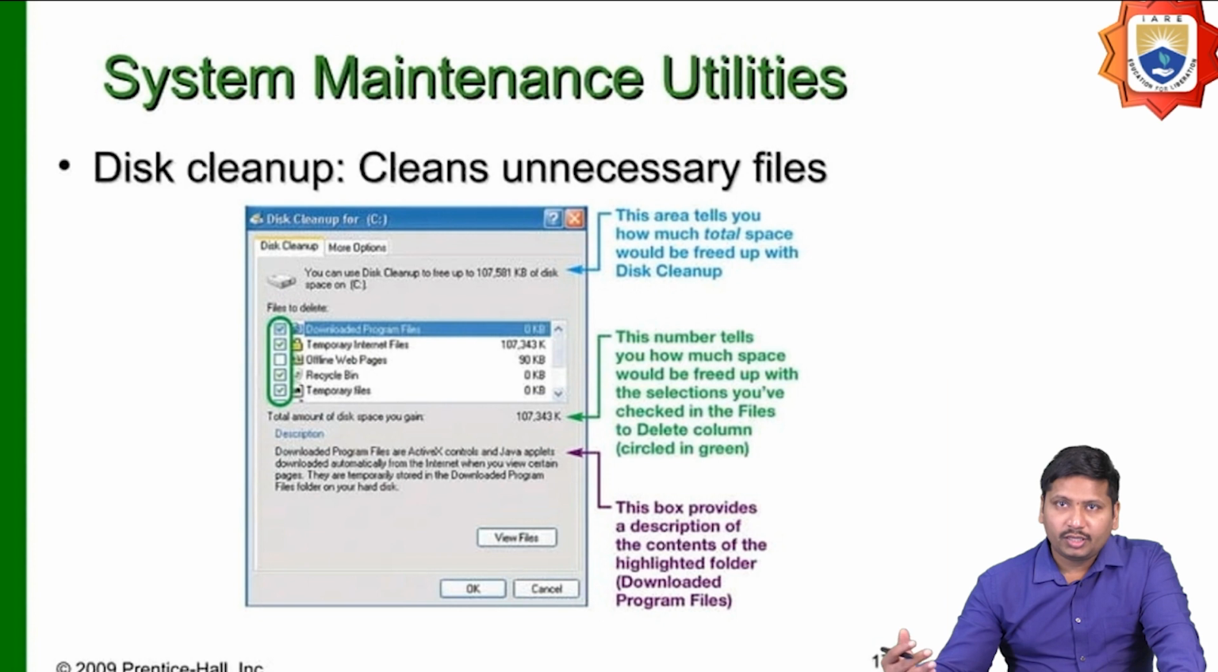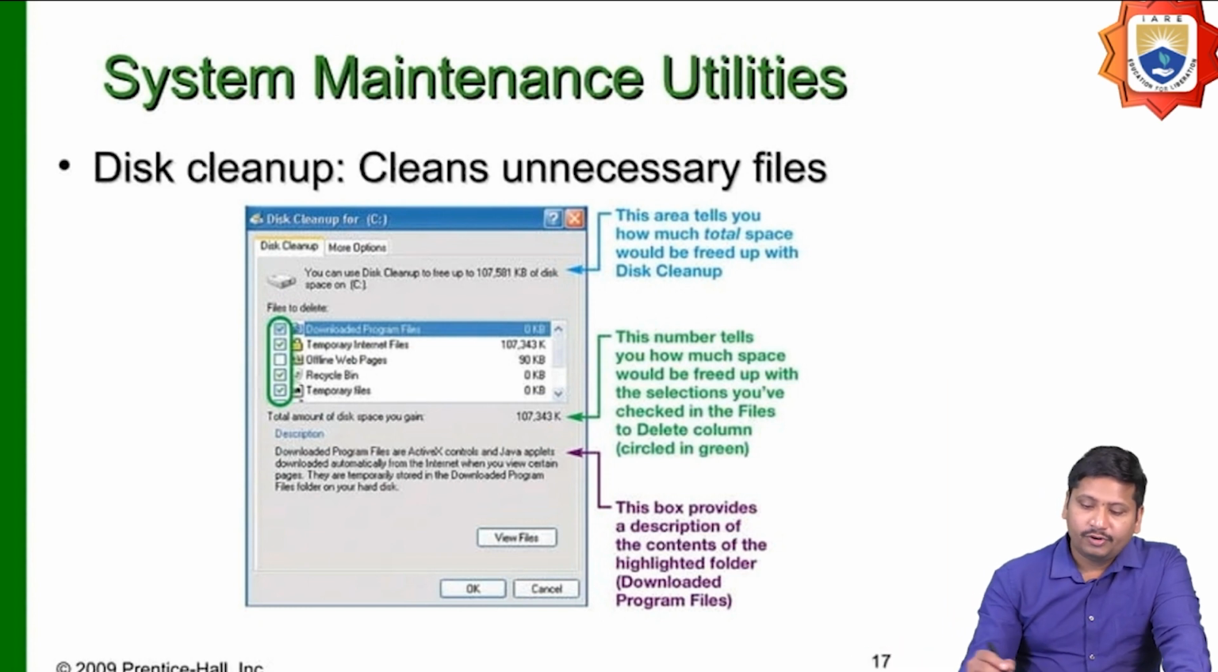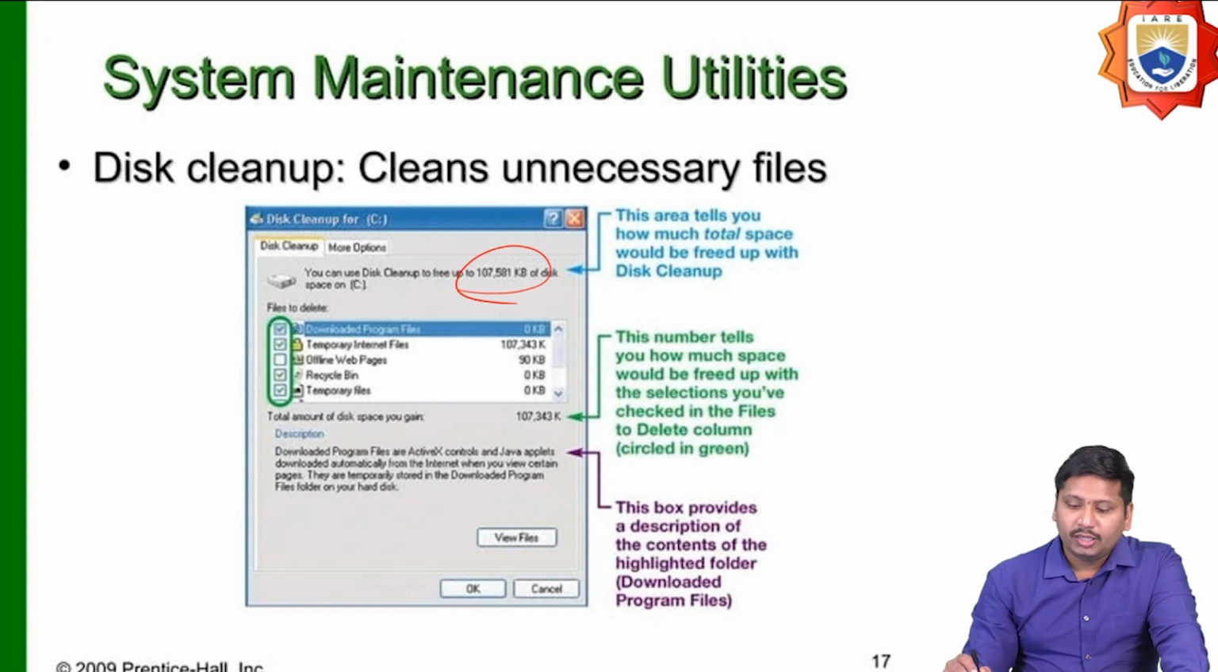If I click the right side of this drive, this pop-up window is going to open, and how much file size there is in that C drive is going to be shown, and it will show how much space is still available in the drive. This also provides the description of the contents of the highlighted folder, what its purpose is, when it was created, and all those details are shown here.